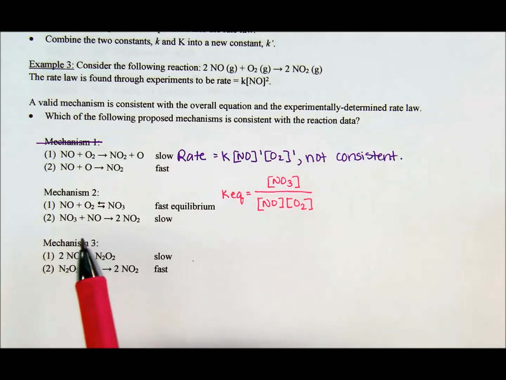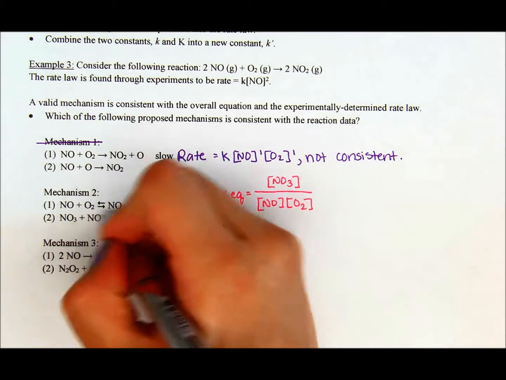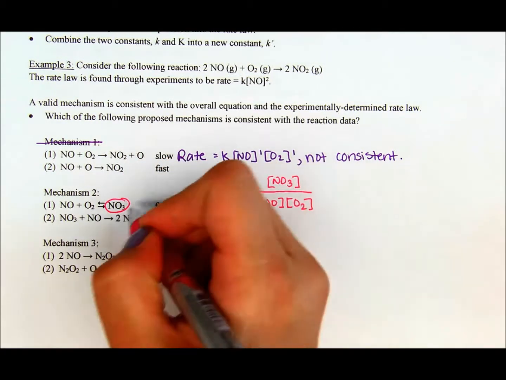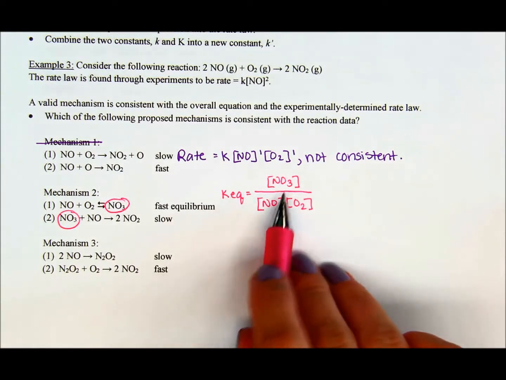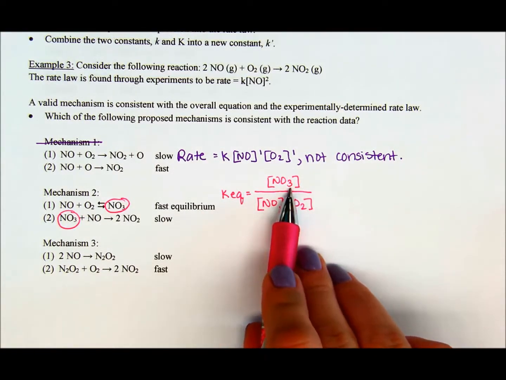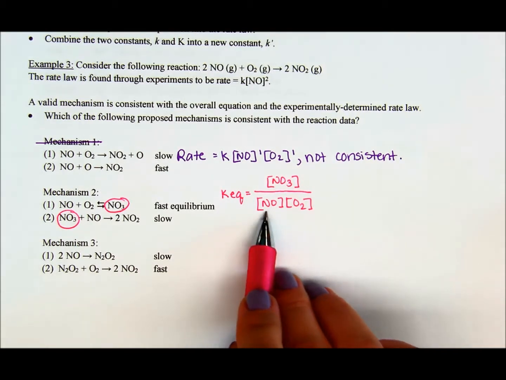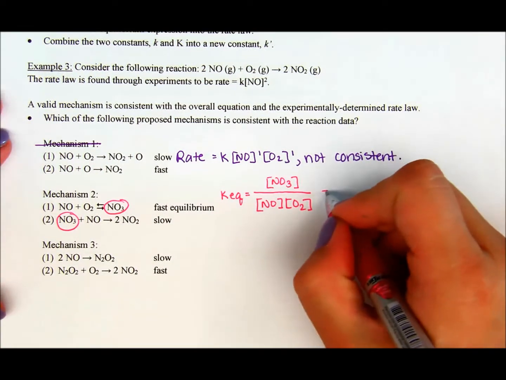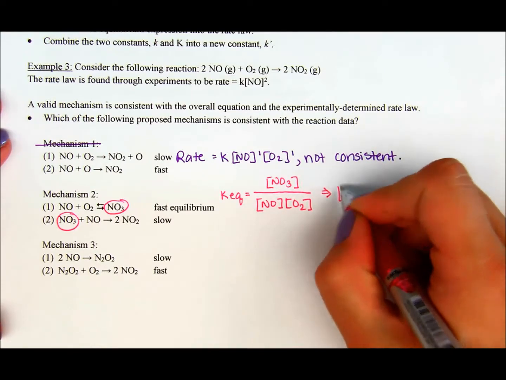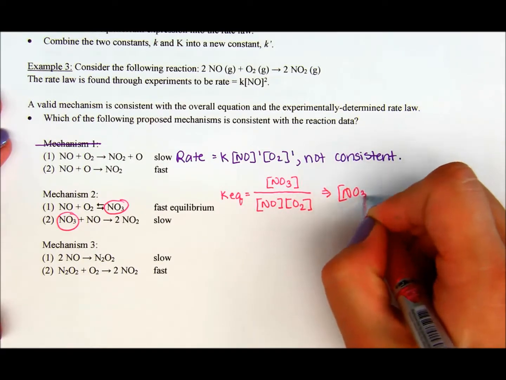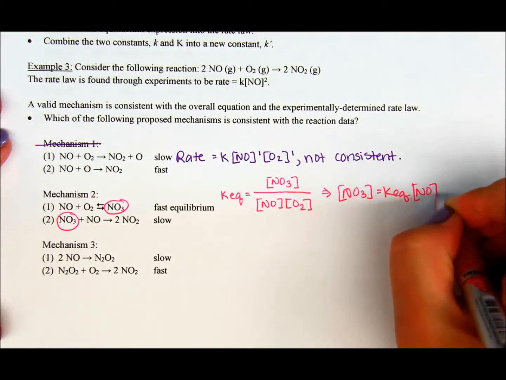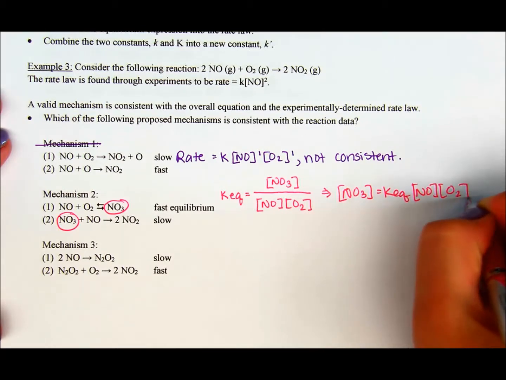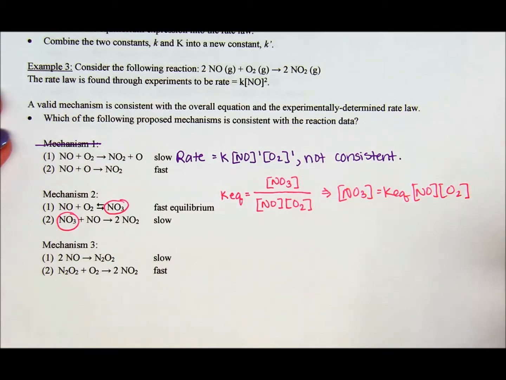And then our next bullet point says, solve the fast equilibrium expression for the chemical in the slow step. So whatever is going to be produced in your fast equilibrium here and gets used up in the next step, we're going to solve for this. So basically, we just want to set everything equal to NO3. So we're going to multiply both sides by the denominator here. So doing that, we get concentration of NO3 equals KEQ times NO times O2. Alright, so that's solving for our NO3.